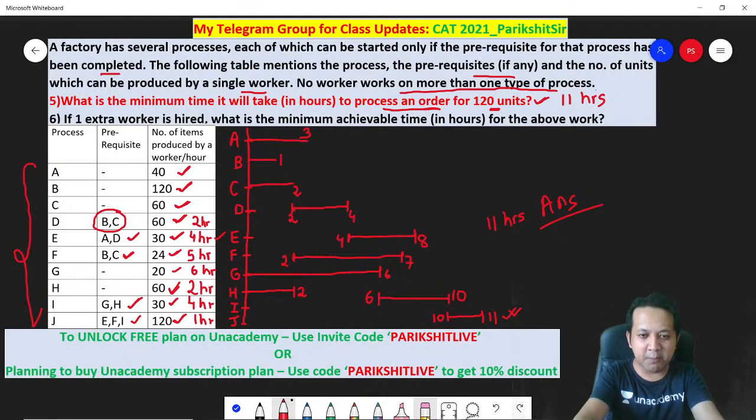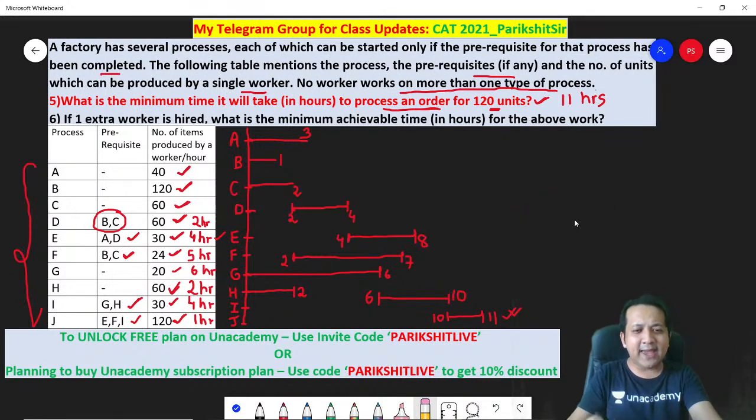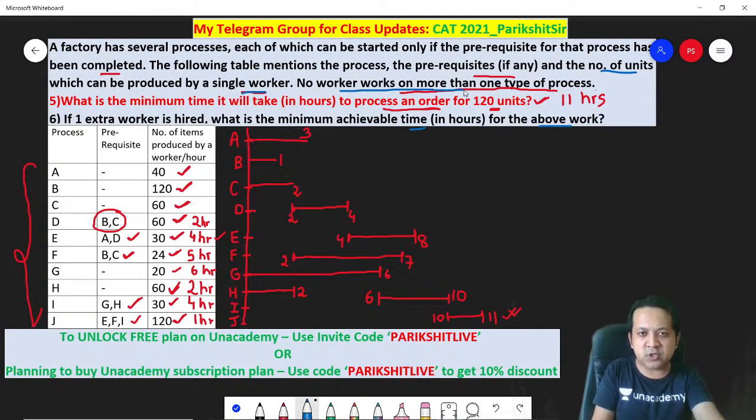Let's look at question number 2. Next question: if one extra worker is hired, what is the minimum achievable time for the above work? Now, I hope you have not forgotten what you have not forgotten: the number of units can be produced by a single worker, and no worker works on more than one type of process. What does it mean?